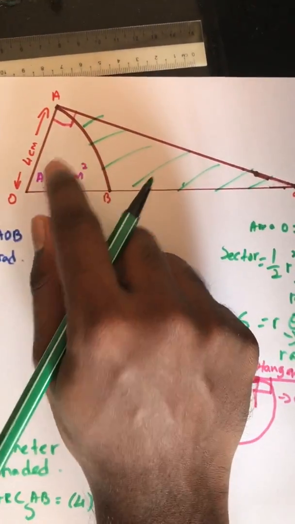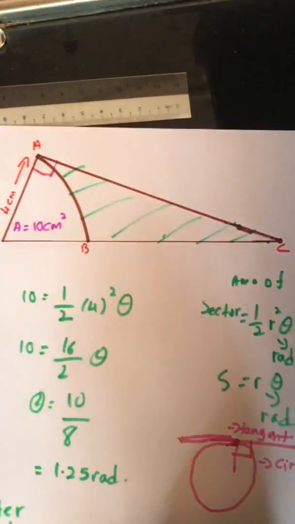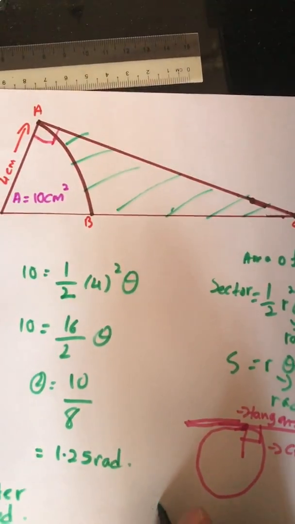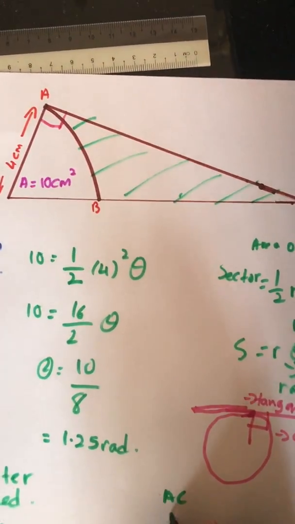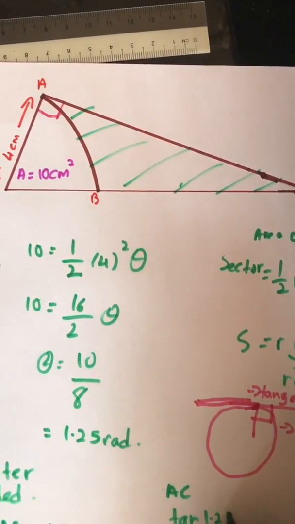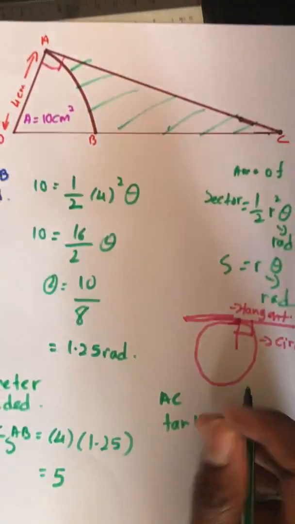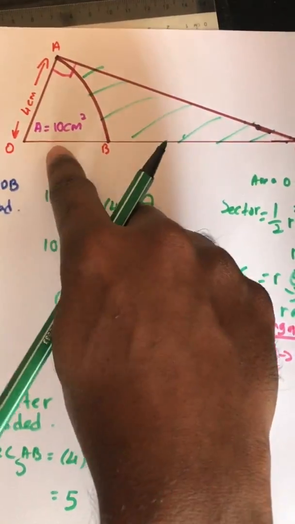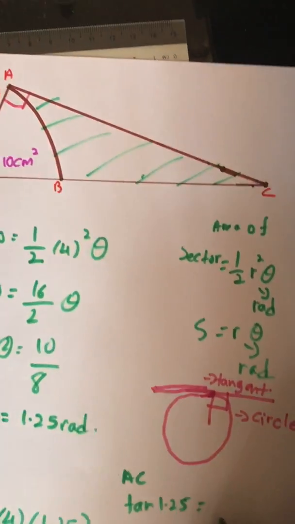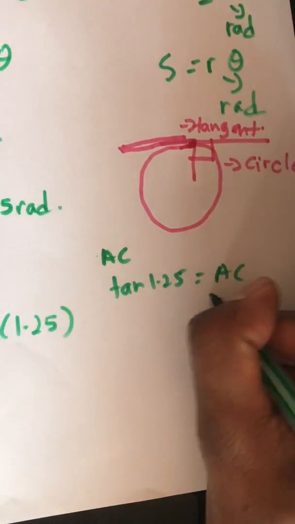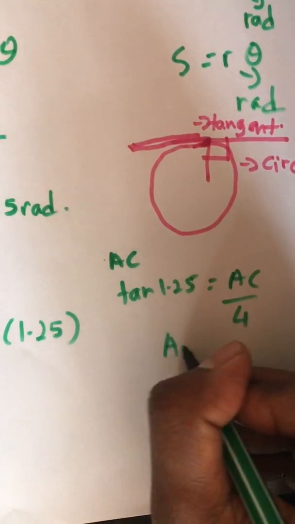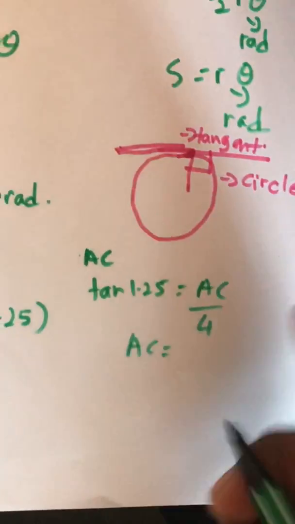So for AC I can use tangent because I got here 1.25. So I'll write here AC. So tangent 1.25 equals tangent. Tangent is, for this angle, this is your opposite, this is your adjacent, which is AC over 4. So my AC will be equivalent to, okay, this is a tricky part.